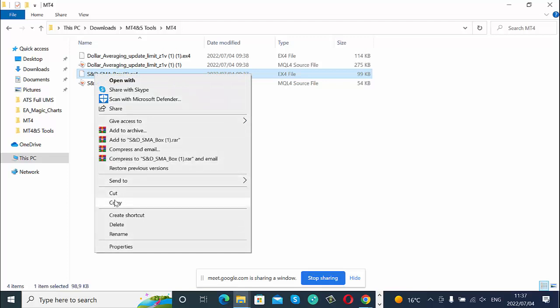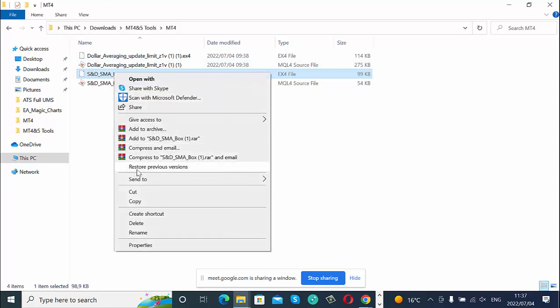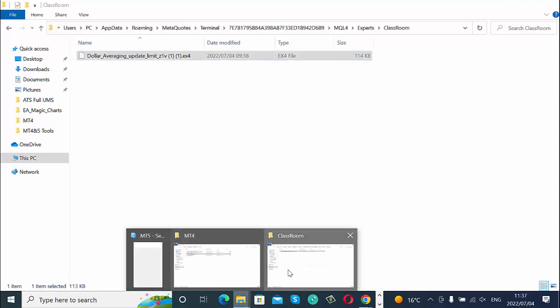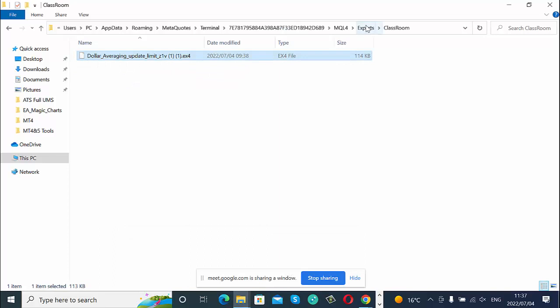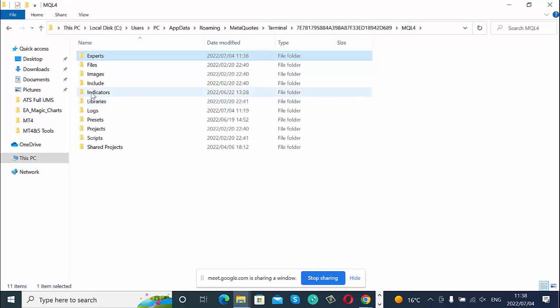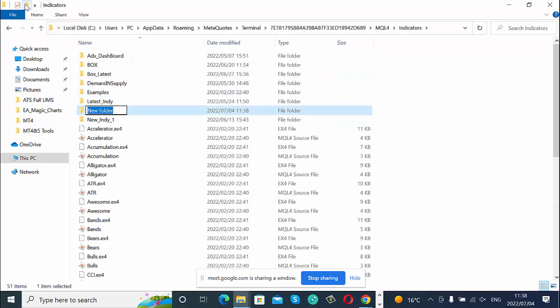Then I click on copy. Okay, copy. Then I go back to the classroom folder. I'm not going to put it there. Remember, it's Expert. I'll come back to MQL4. Then that one is indicator. Then I click classroom also.